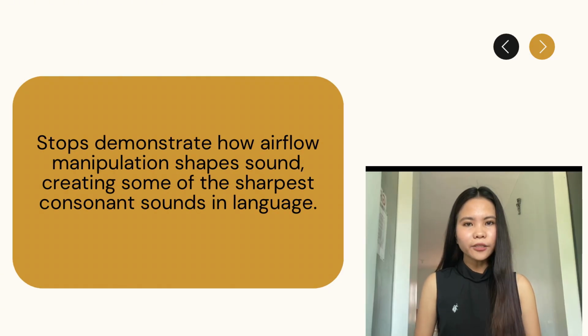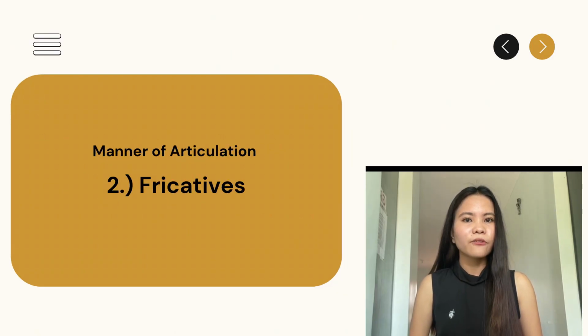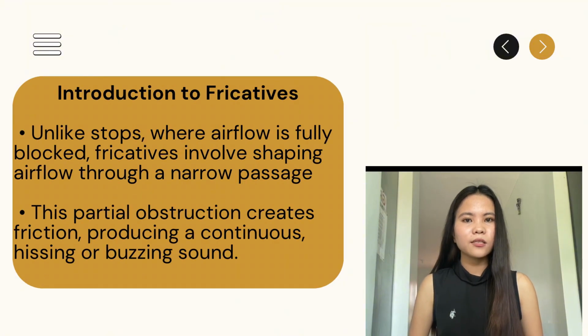Now that we understand stops, where airflow is completely blocked and then released, let's explore a different manner of articulation, known as fricatives. With fricatives, the key difference lies in how we shape the airflow. Instead of stopping it entirely, we create a narrow passage that allows the air to flow continuously. This creates friction, or a turbulent hissing sound, as the air moves through the small space.